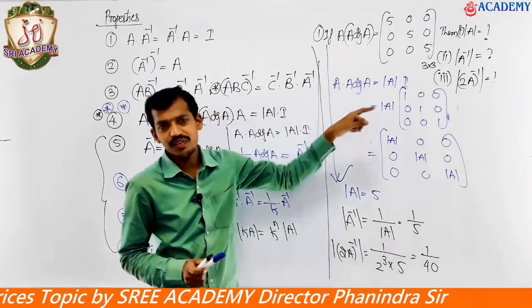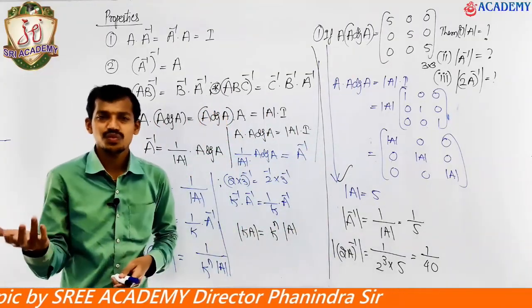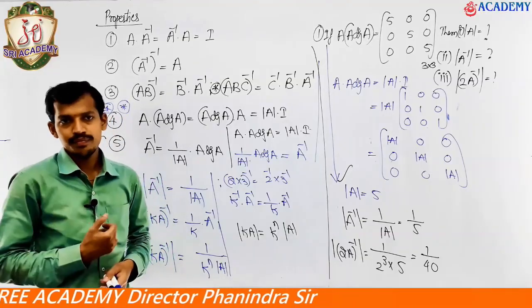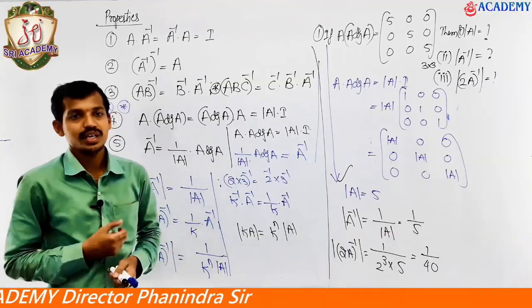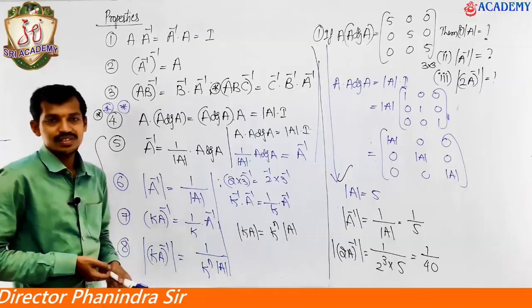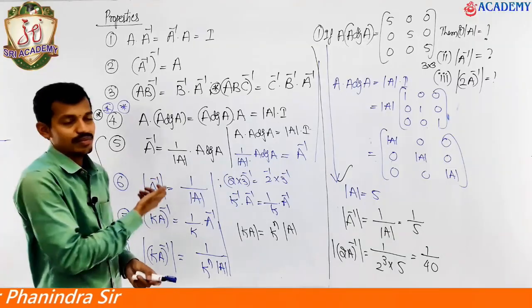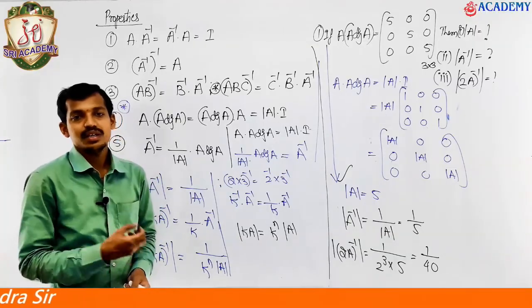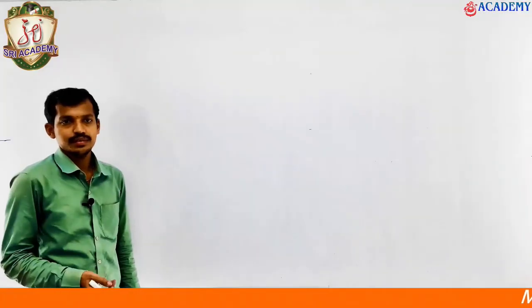It need not be only 5; you can get 3 or 4, any number. I just took 5, and based upon that I gave the example, right? And we'll see more properties. Let's see the rest of the other properties here.